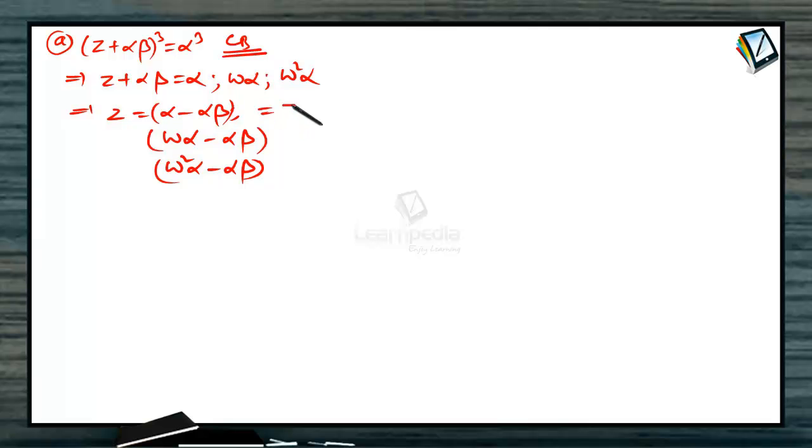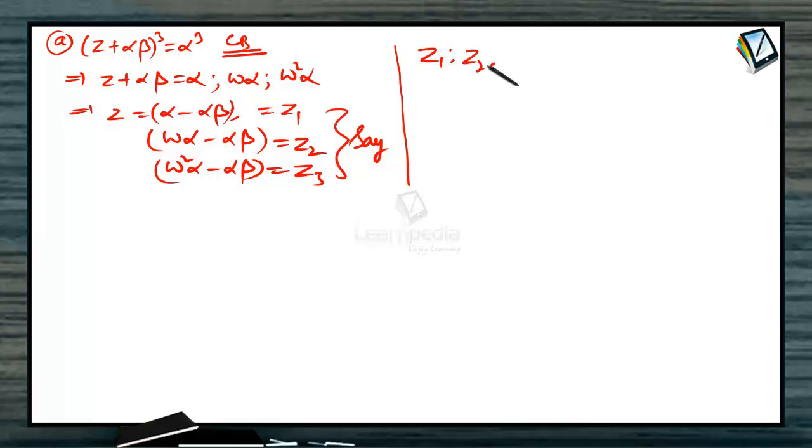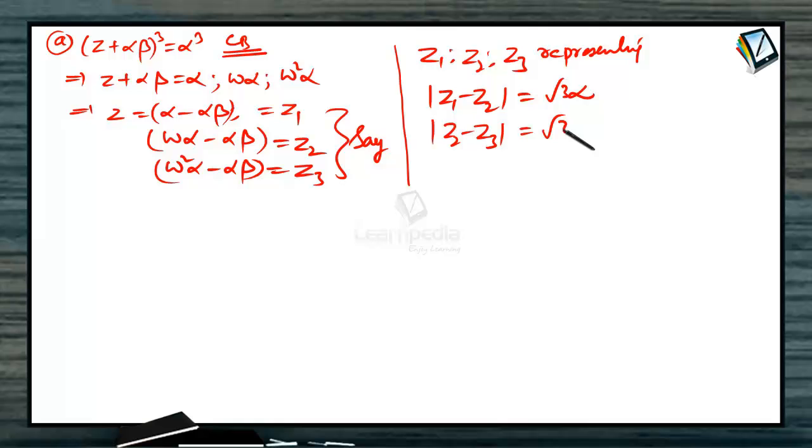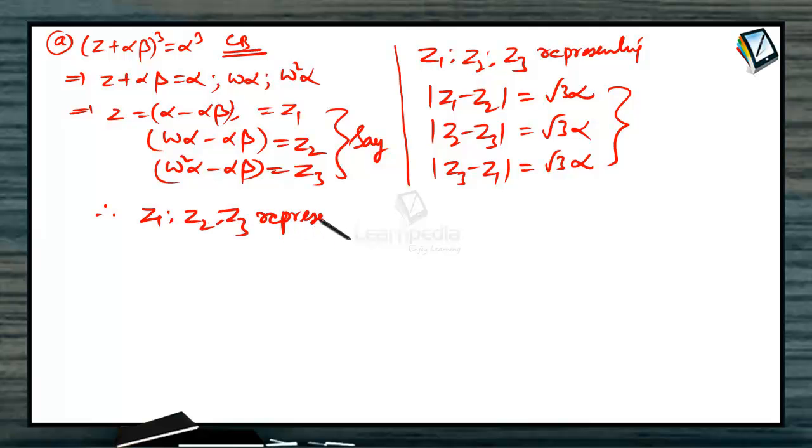Let me take this one as z1, this as z2, this as z3. These are representing the property like modulus of z1 − z2. If you take z1 − z2, then obviously this is equal to √3|α|, and modulus of z2 − z3 is also √3|α|, and modulus of z3 − z1 is also equal to √3|α|. When they are possessing this property, obviously z1, z2 and z3 represent an equilateral triangle.